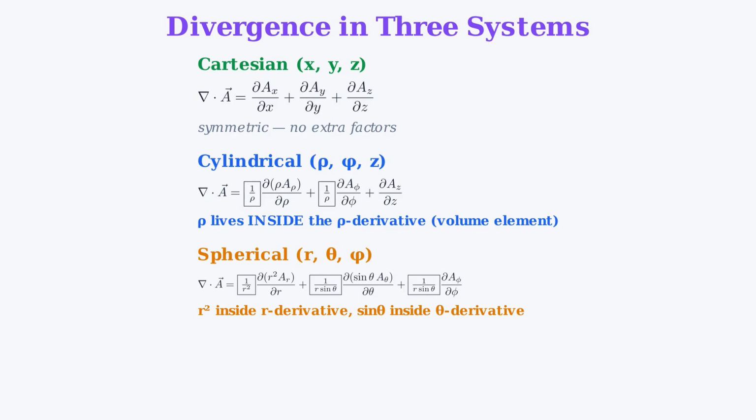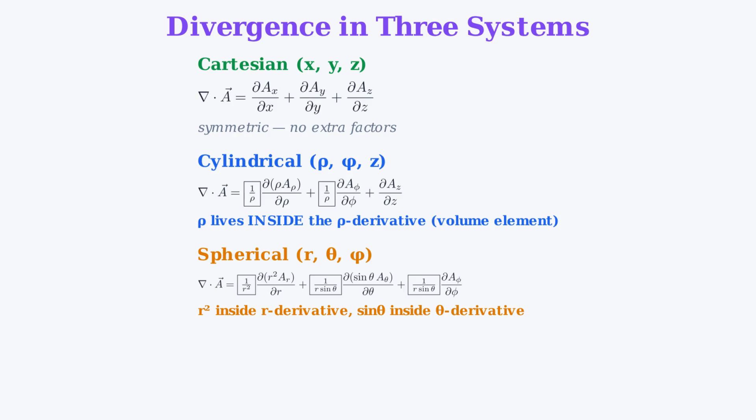In spherical, the radial term is 1 over r squared times partial of r squared times Ar with respect to r. The theta term is 1 over r sine theta times partial of sine theta times A theta with respect to theta. The phi term is 1 over r sine theta times partial of A phi with respect to phi.